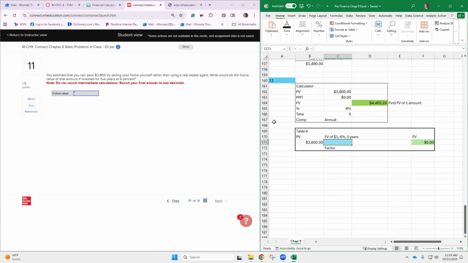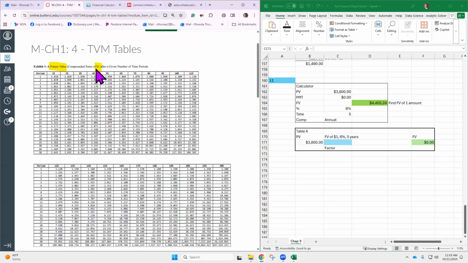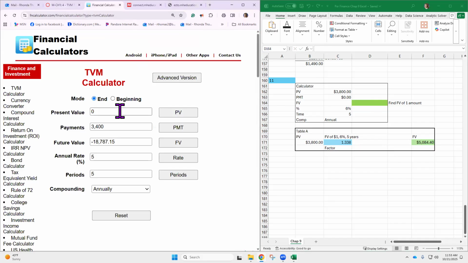I need to go find the factor from the table. This is one amount, so future value of one amount at 6% for 5 years is 1.338. Right now, I'm going to run this through the calculator and see if we get what we expect. So $3,800 is how much we're saving by not using a real estate person. You save some commission, but you also might miss out on some things too, so it's not always the perfect answer.